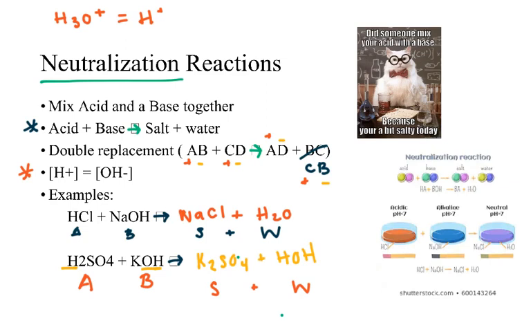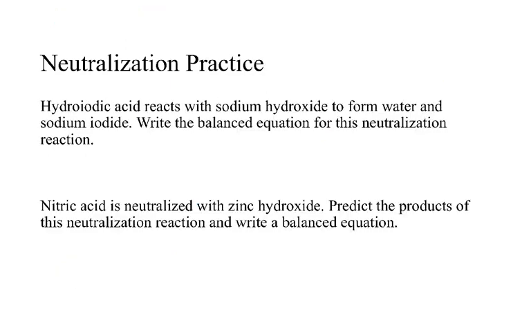Again, we are able to predict the product. That's a big thing here with neutralization reactions: we're able to predict what the outcome is going to be because it is that double replacement reaction, and we're always going to have salt and water as a product. So let's look at some more practice. If you could, pause the video here, take a few minutes to work on these, and then come back when you're done to practice, and we will go over these.